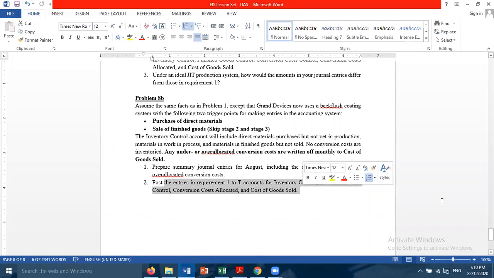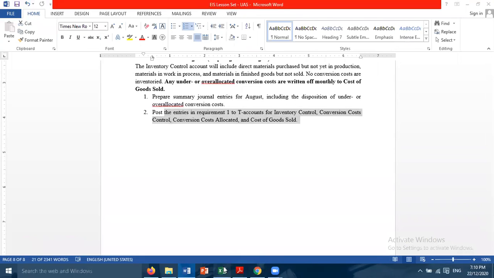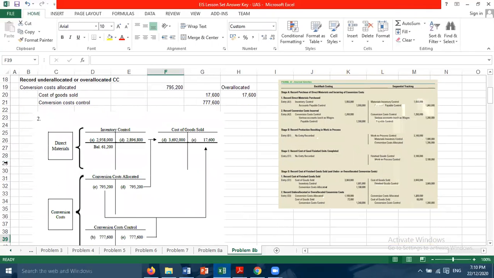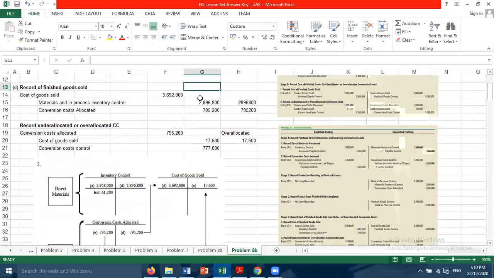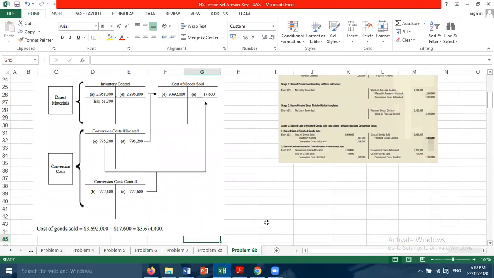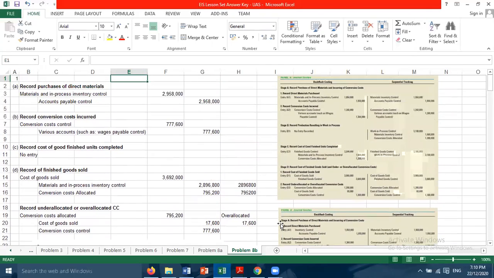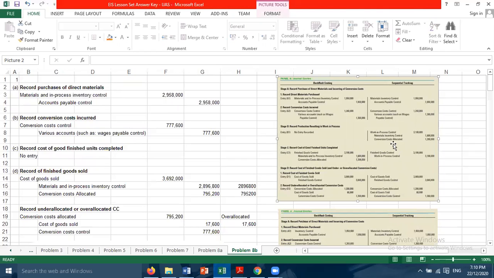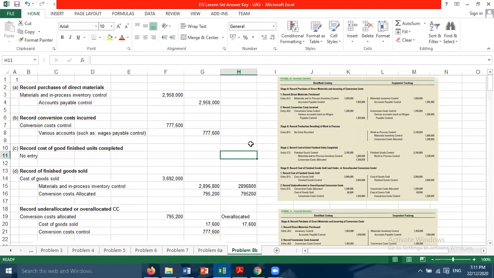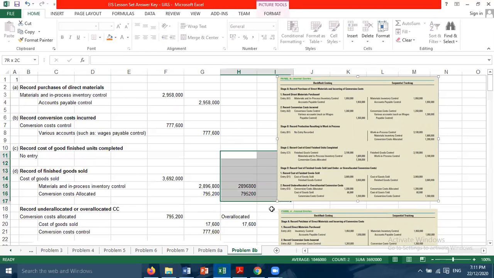Post the entries in requirement 1 to the accounts. Okay, so practically the same thing as we did before. All we need to do is just make the T accounts for each account, and then we just post the amount from the journals. And you'll get the answer like this here. All right, so that will be all. Before I close for the backflush costing, this is mostly, to be honest, theoretical, and so you guys will probably need to remember it. However, the book is already complete, so the book will tell you what kind of journals you should make if there are only, let's say, 2 trigger points, or if there are only 3 trigger points. This is an example of one of them.